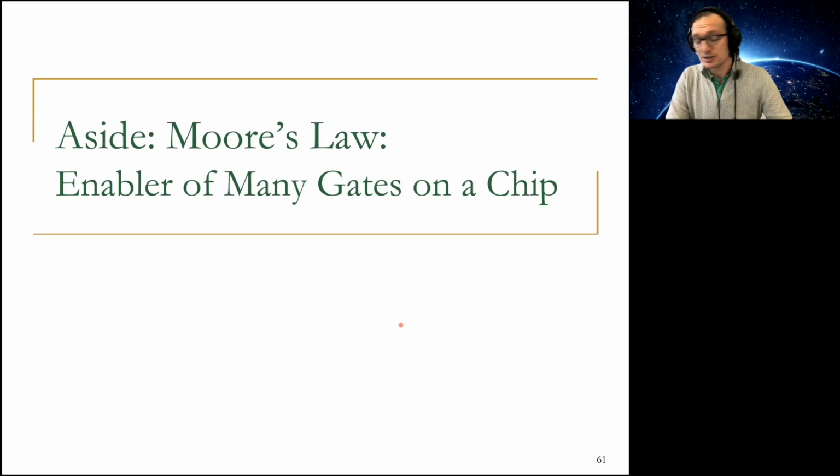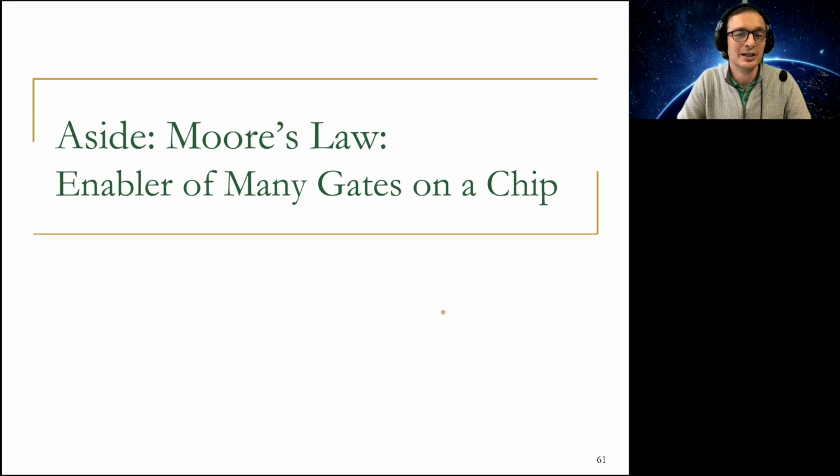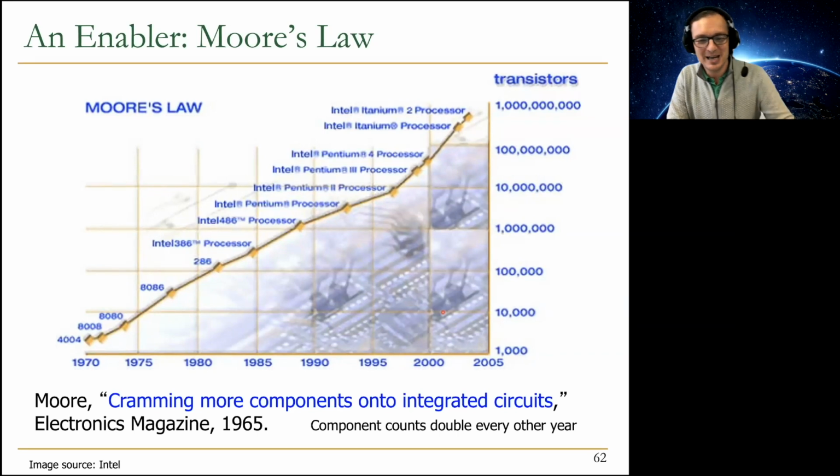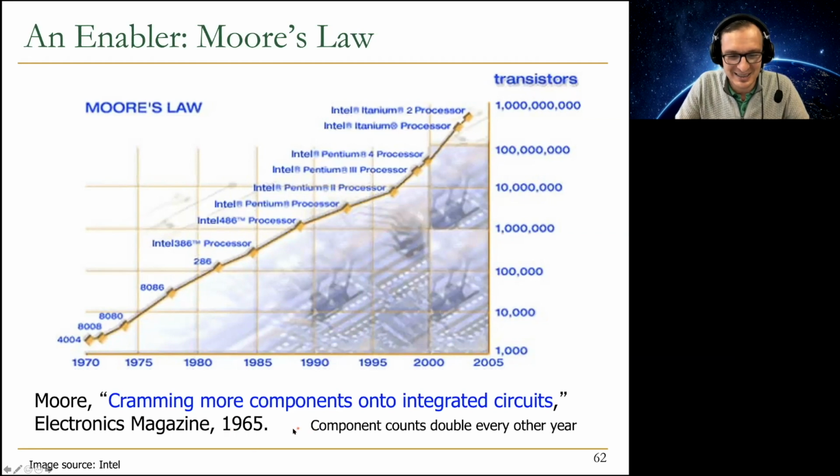Okay, so we're going to go into Boolean logic, but before that, let me take a quick lighter part of this lecture and talk about Moore's law as an enabler of many gates on a chip, because we're going to see many gates. How many of you are familiar with Moore's law? I expect to see some hands. Okay, that's good. We see some hands. Probably you're familiar. Maybe you don't know exactly what it is, but let me tell you what it is.